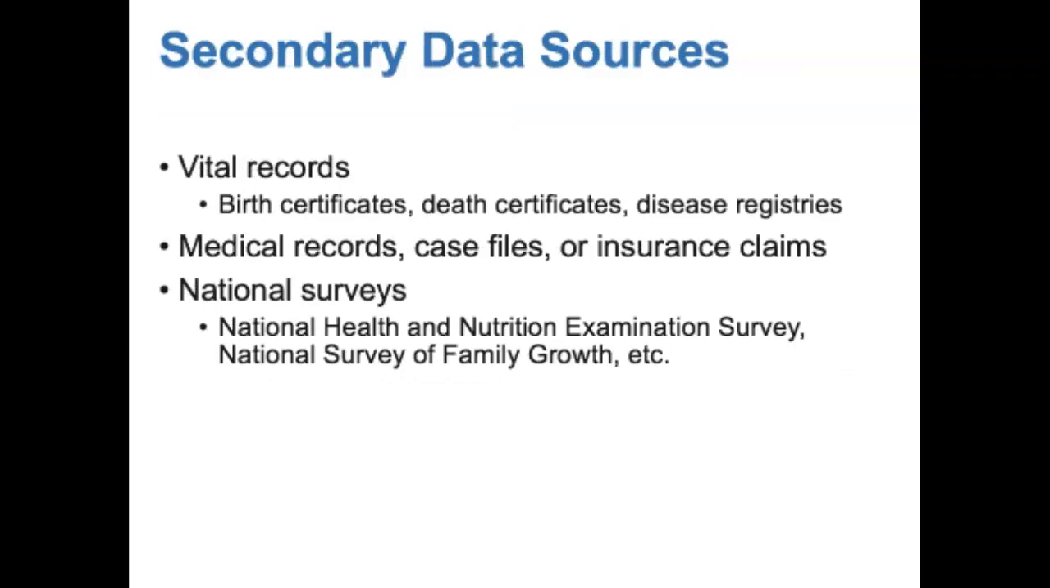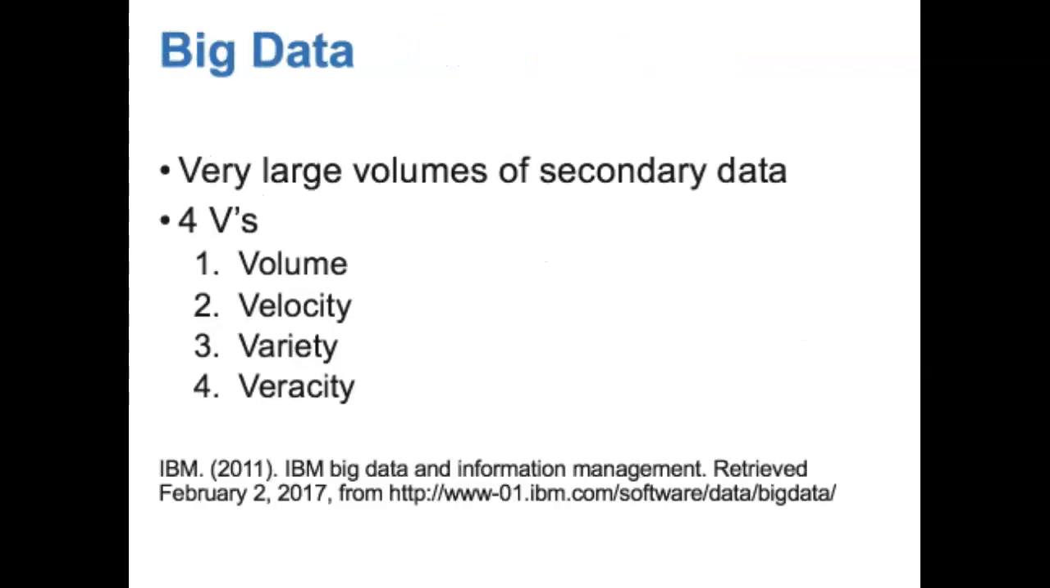Some secondary data sources would be vital records such as birth and death certificates, medical records and insurance claims, as well as national survey data. Big data are large amounts of complex, diverse data from surveillance program client records, electronic health records, and medical billing records. And these are increasingly becoming available for public health purposes. And big data are characterized by the 4 V's shown here: volume, velocity, variety, and veracity.